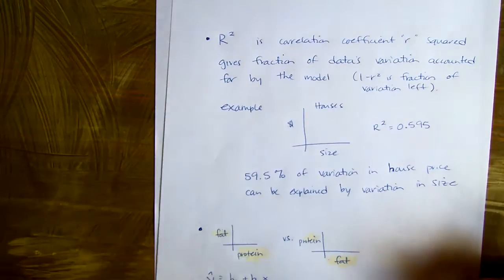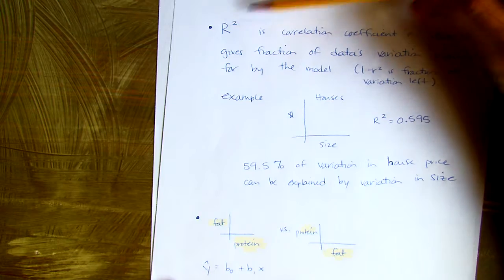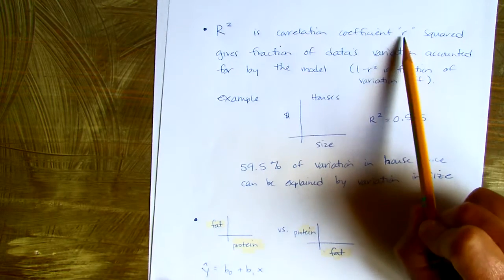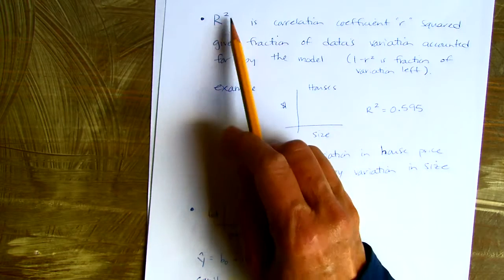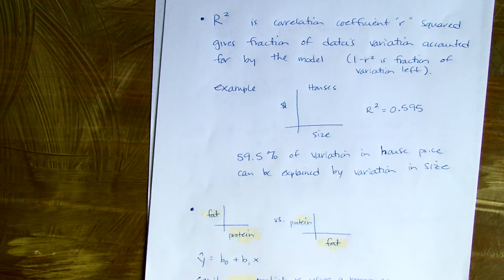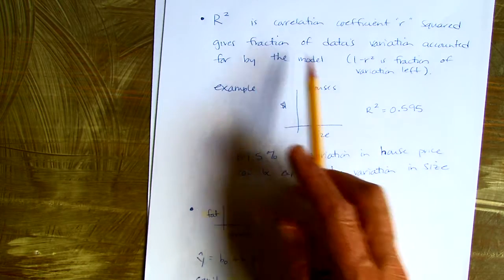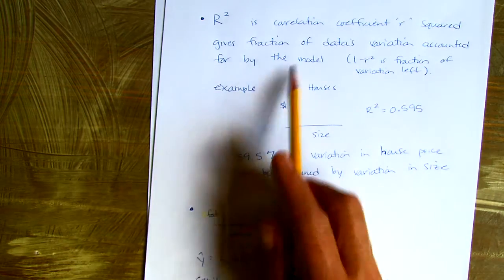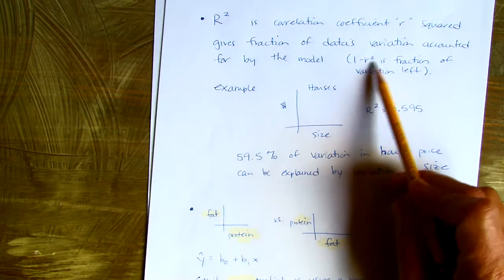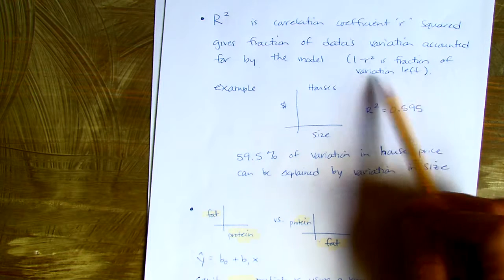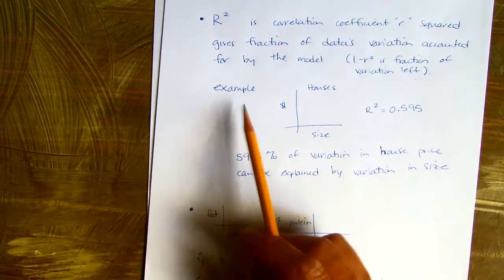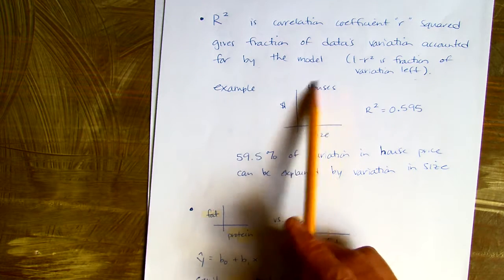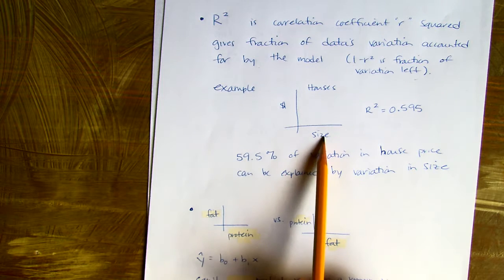Now here's the next cool thing. We use a capital R squared, which is really just the correlation coefficient, the lower case r, squared. Don't ask me why, who makes up these rules. But basically, if you take little r and square it, all of a sudden, for some reason, it becomes a big R squared. R squared is powerful in that it gives the fraction of the data's variation accounted for by the model. And therefore, 1 minus R squared is the fraction of the variation left. That's also explained in the math box. So here's an example. Suppose I'm looking at house prices. I'm looking at price versus size.